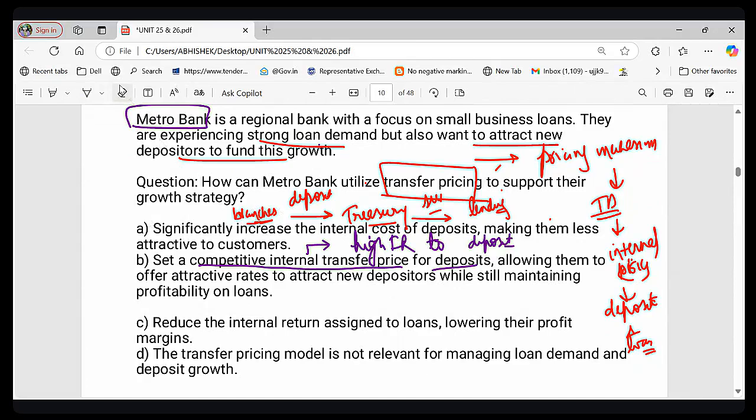Option A: significantly increase the internal cost of deposits, making them less attractive to customers. See, the internal cost of deposits increasing would make deposits less attractive to the customer, which is the opposite. So this is not the correct answer. Option C: reduce the internal return assigned to the loan, lowering the profit margin. Obviously this would shrink the profit margin and make lending less profitable, not a good strategy.